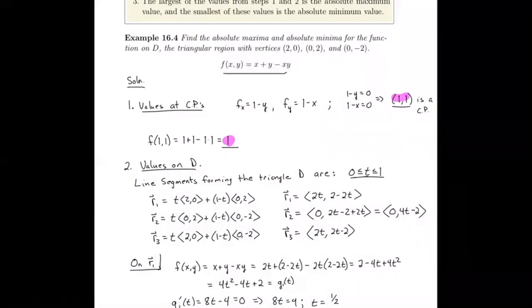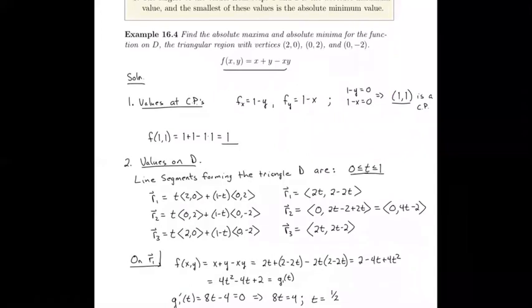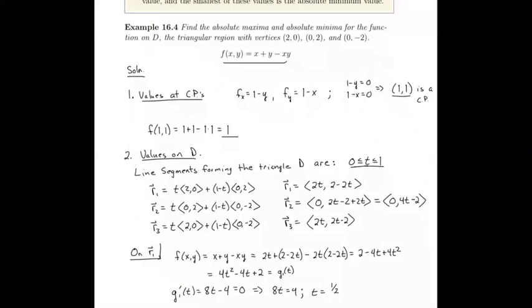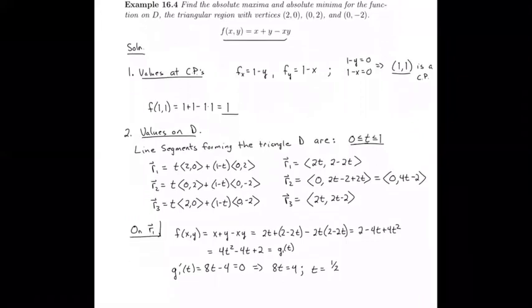Okay, proceeding from here, we do step 2. There was only one critical point, so that's all we need to do for step 1. Step 2, we need to find the extreme values on D. There are some ways to do this that are easier than others.